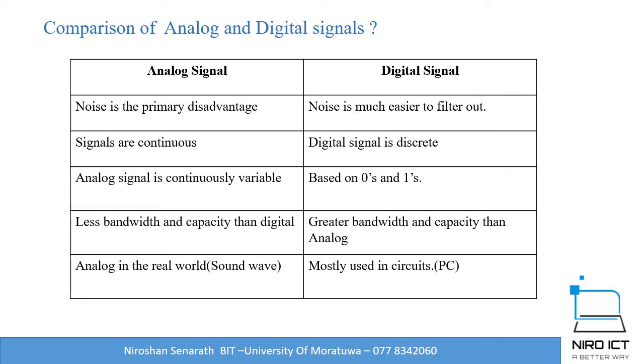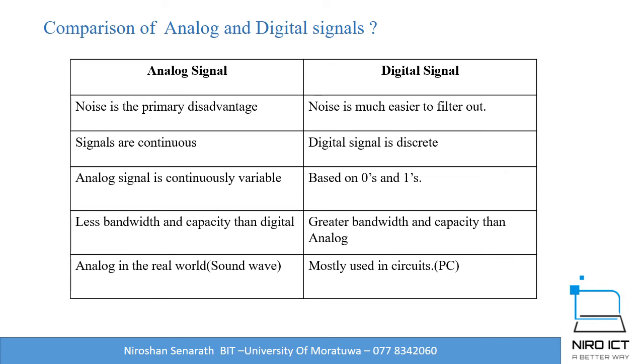So what is an analog signal? I have explained in my previous part that noise is the primary disadvantage when we are transmitting analog signals, because outside noise is mixed with that signal. It is a disadvantage. In a digital signal, noise is much easier to filter out. If you want to remove the external noise, you can do it easily if you use digital signals. But analog is not like that.